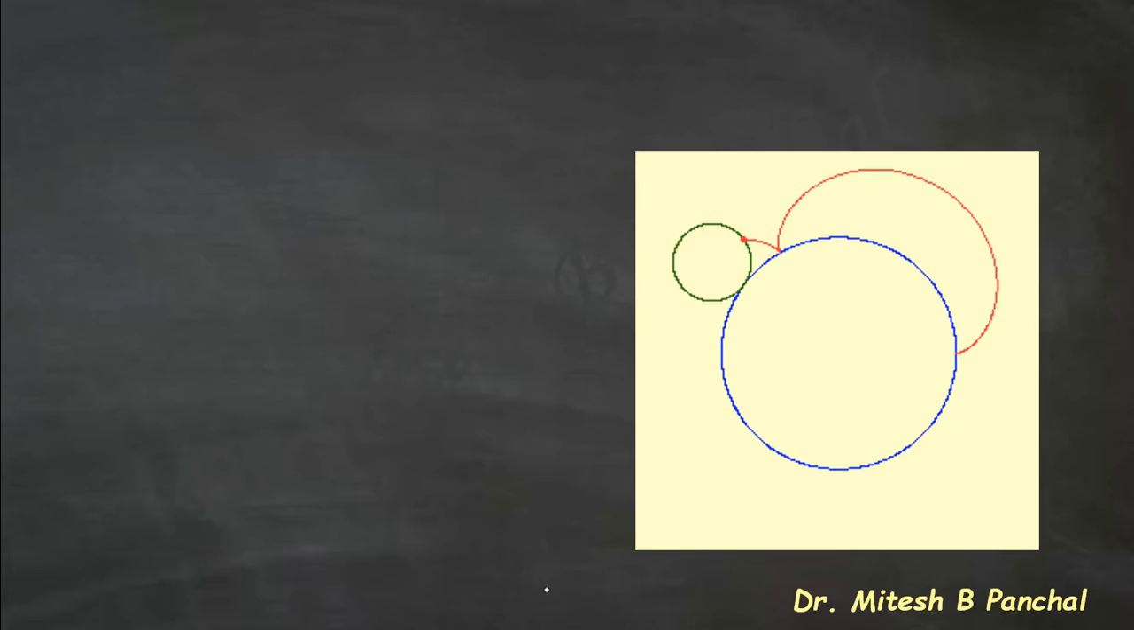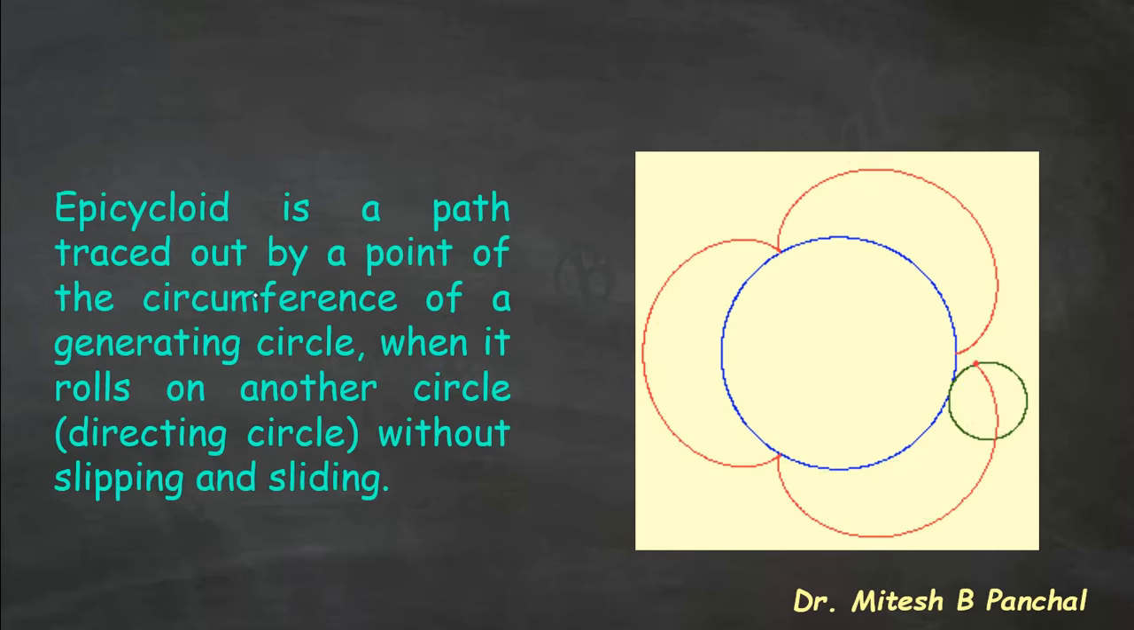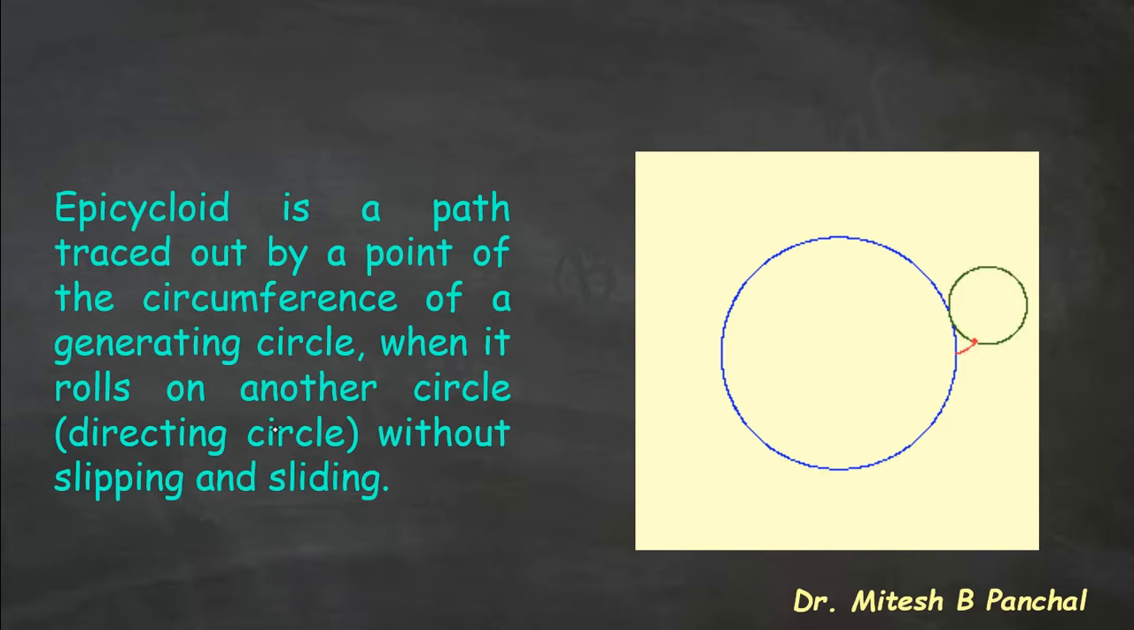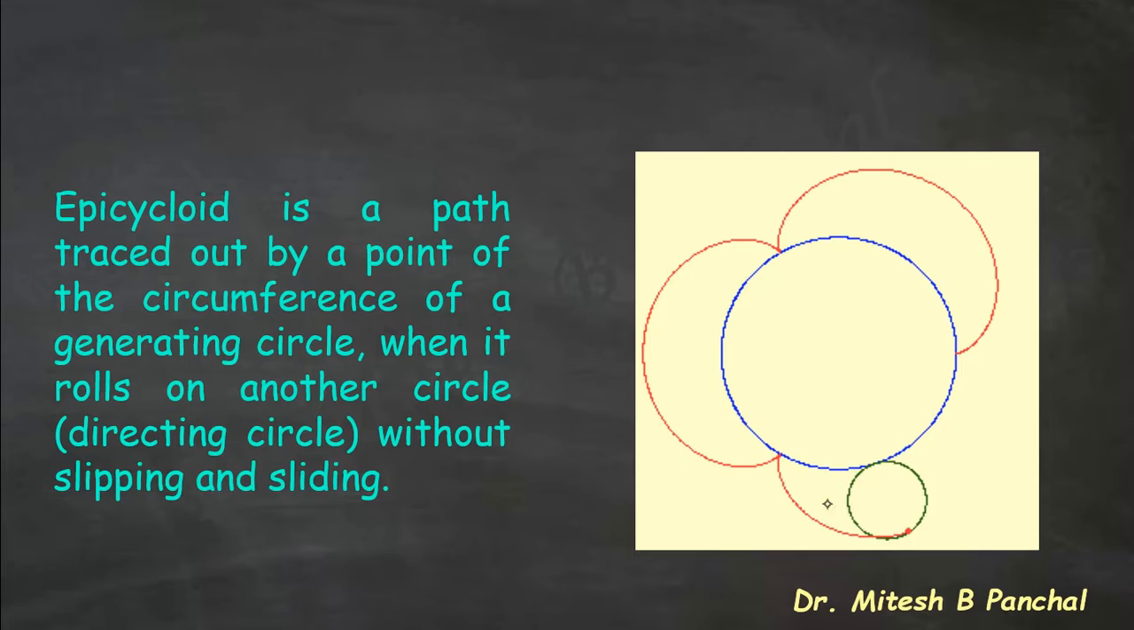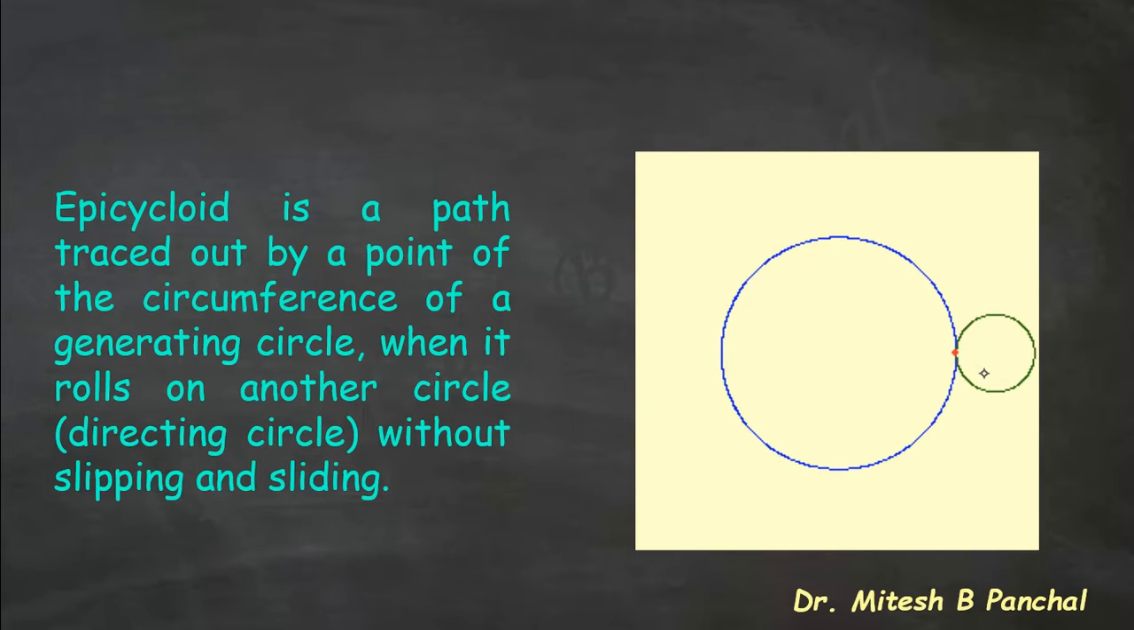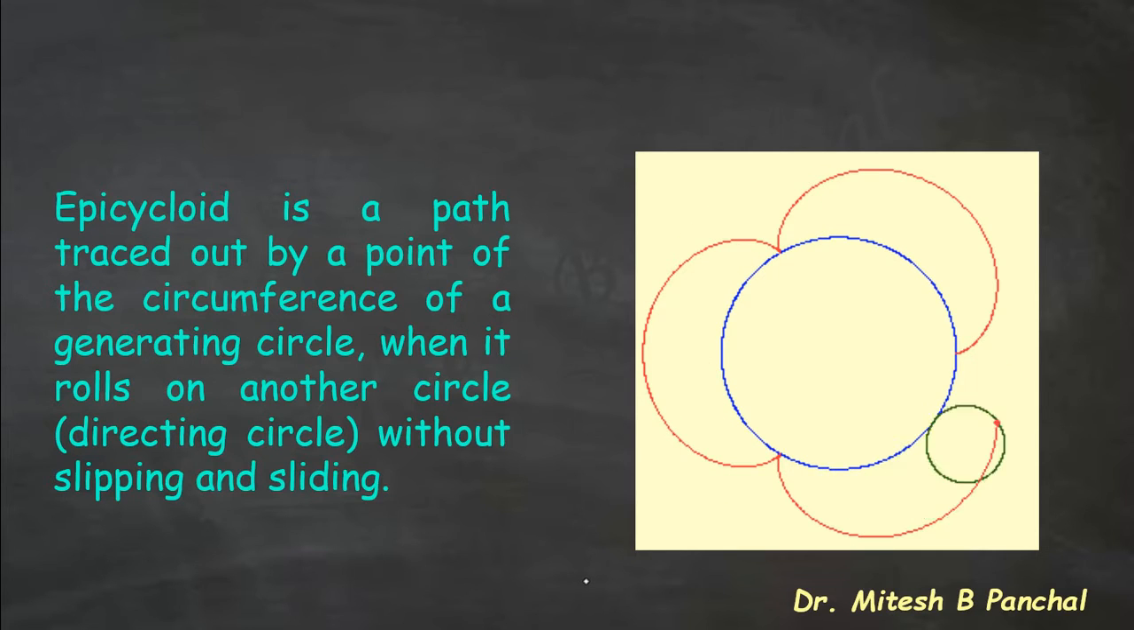So what is an epicycloid? An epicycloid is a path traced out by a point on the circumference of a generating circle when it rolls on another circle without sliding and slipping. So here you can see that the green circle is the generating circle which rolls on a blue circle, which is the directing circle. And the path traced out by a point P, or any point on the circumference of the generating circle, this red line, is nothing but an epicycloid. Epicycloids are used to design the gear tooth profile.